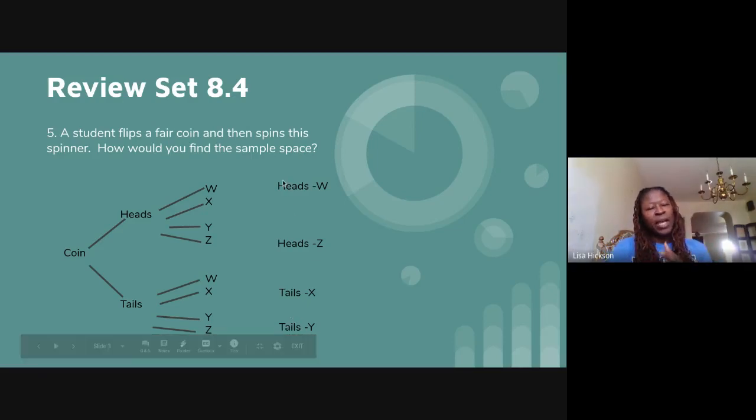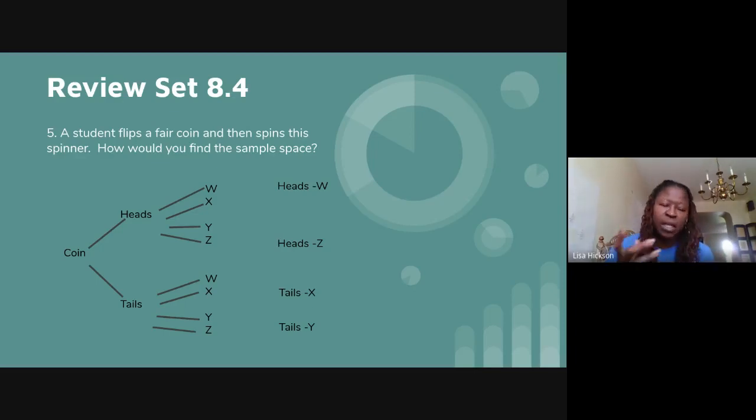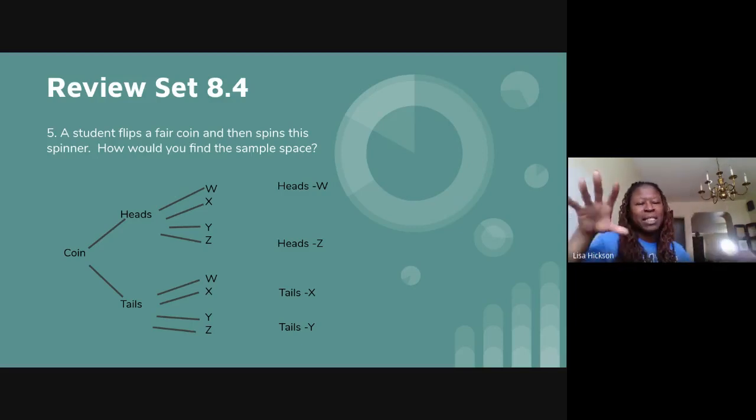So again, you have 3 ways that you can list a sample space. You can do it in a list. That's what we've been doing. So like I said, heads W, heads X, heads Y, heads Z, tails W, tails X, tails Y, tails Z. That's one way you could find a sample space. You can use a table if you like. And the third way is a tree. So everybody has their own way, whichever way you think is easiest for you to make sense of what they're asking you.